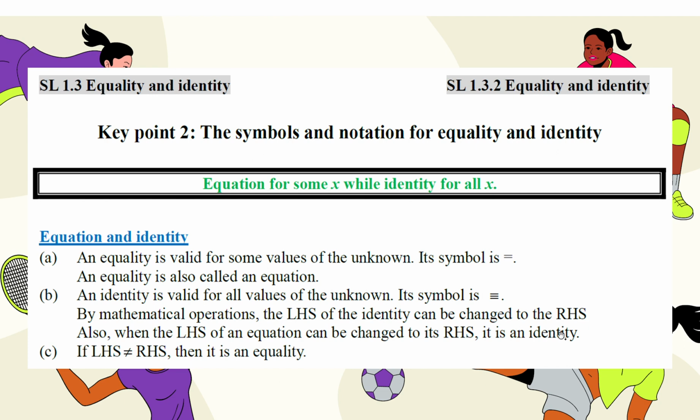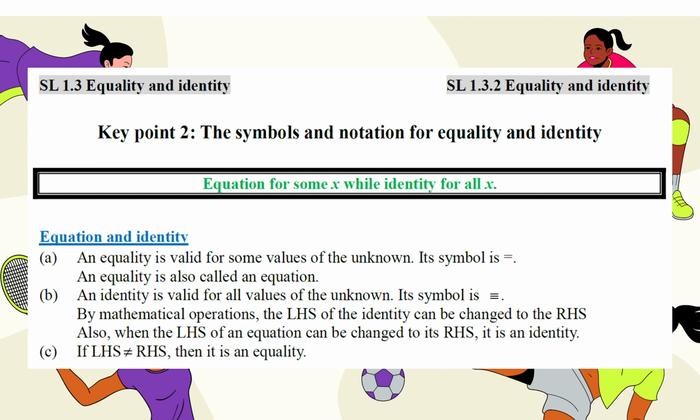On the contrary, if you have an equation but you find out the left hand side can change to the right hand side, then it is actually an identity. But if you find that the left hand side can't change to the right hand side, impossible, not universal, then it is an equality, an equation. So distinguish: an equation is for some x, an identity for all x. For an equation, you can't prove left hand side equal right hand side. For an identity, you can prove left hand side equal right hand side by mathematical operation.